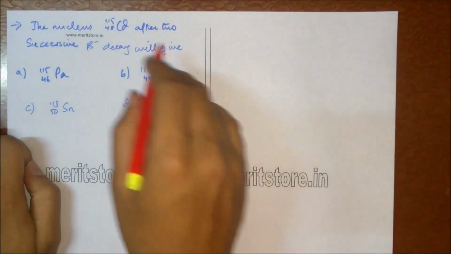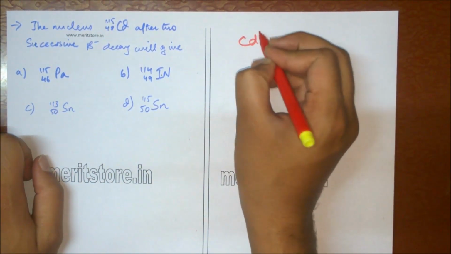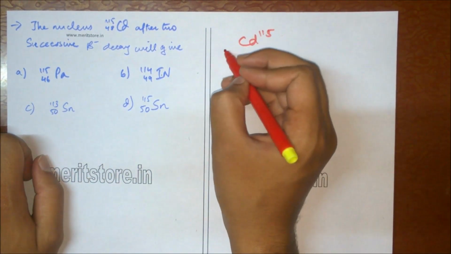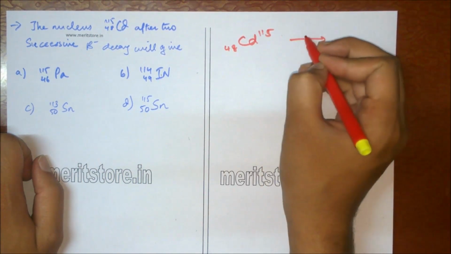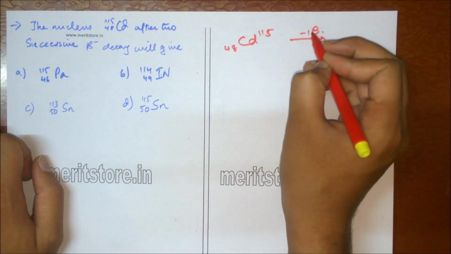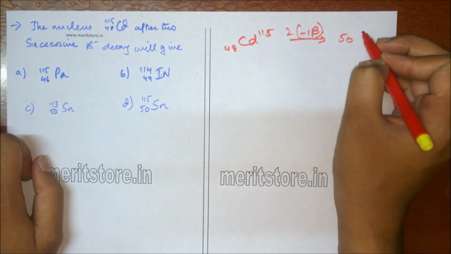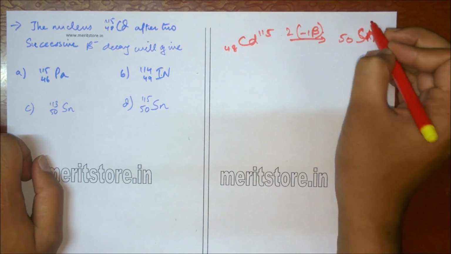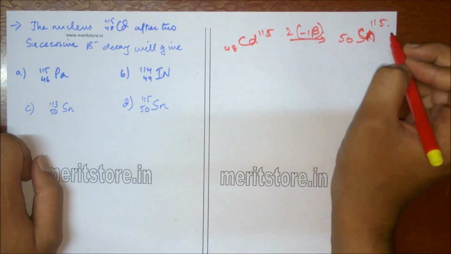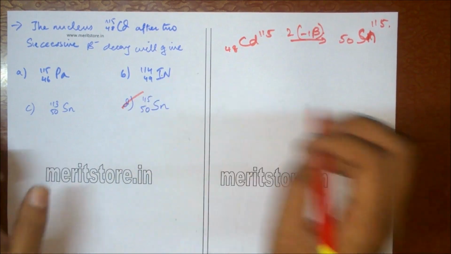Nuclei of cadmium after two successive beta decays will give. So the cadmium has mass 115 and atomic number 48. On successive beta decay, that is minus 1 beta, there are 2 beta decays, it will give atomic number 50 and will be converted to Sn 115. There will be no change in mass. 115 will be the same and there will be an increase in atomic number. Option D is the correct answer.